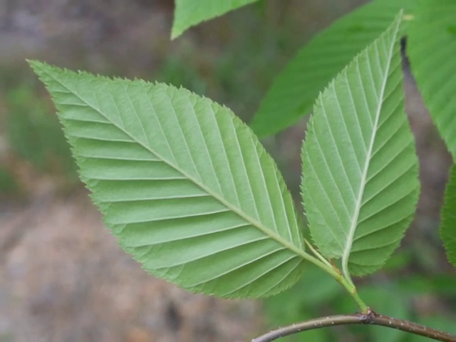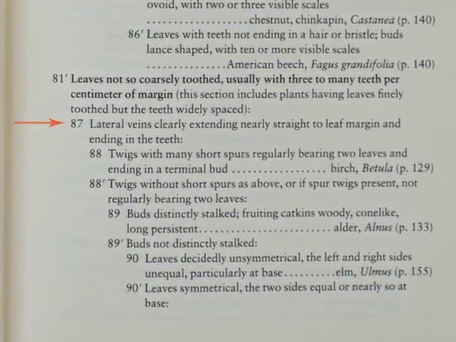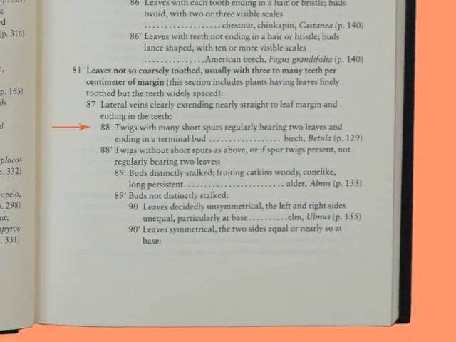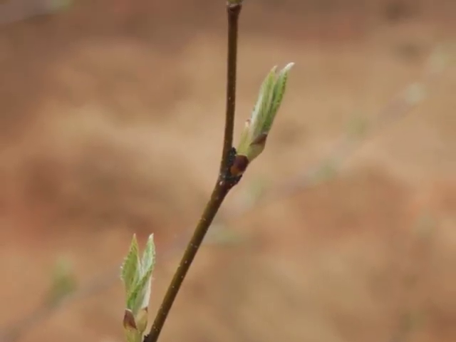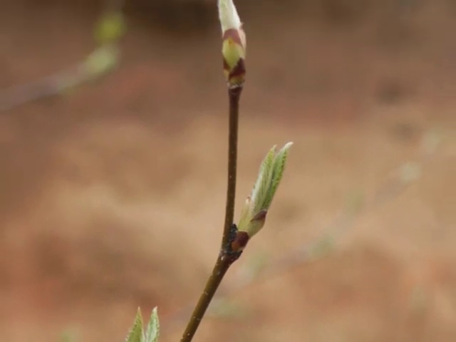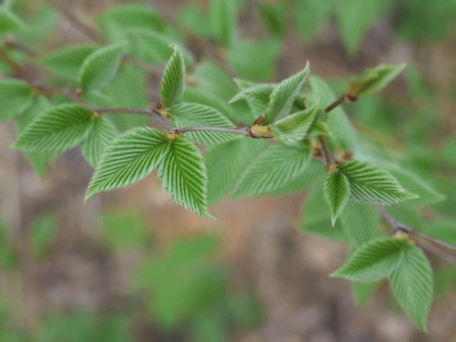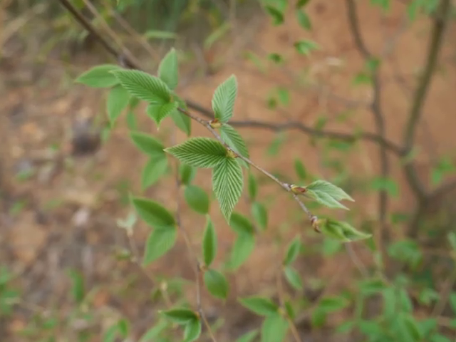So we go back up to the first part of this pair, number 87, and read the next couplet underneath it. Key number 88 reads, twigs with many short spurs regularly bearing 2 leaves and ending in a terminal bud. Well, the pairs of leaves are most striking when the tree is first leafing out in the spring, so this is probably the correct path to follow.